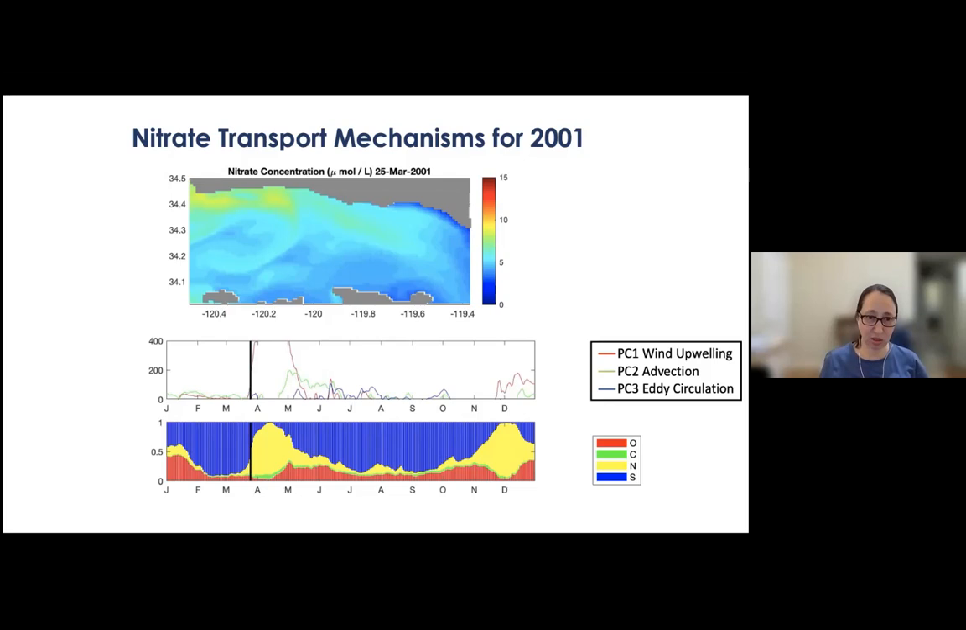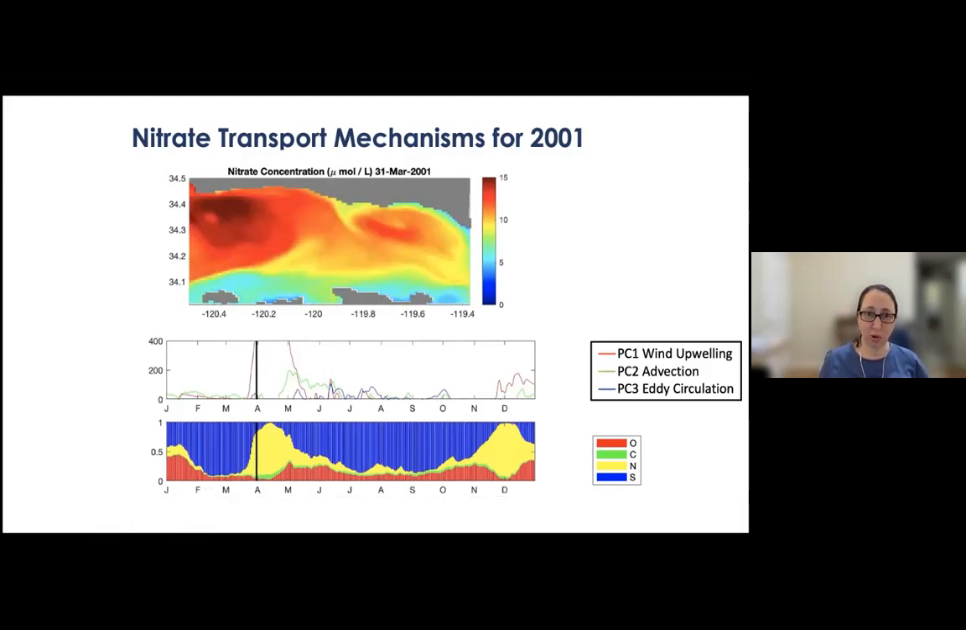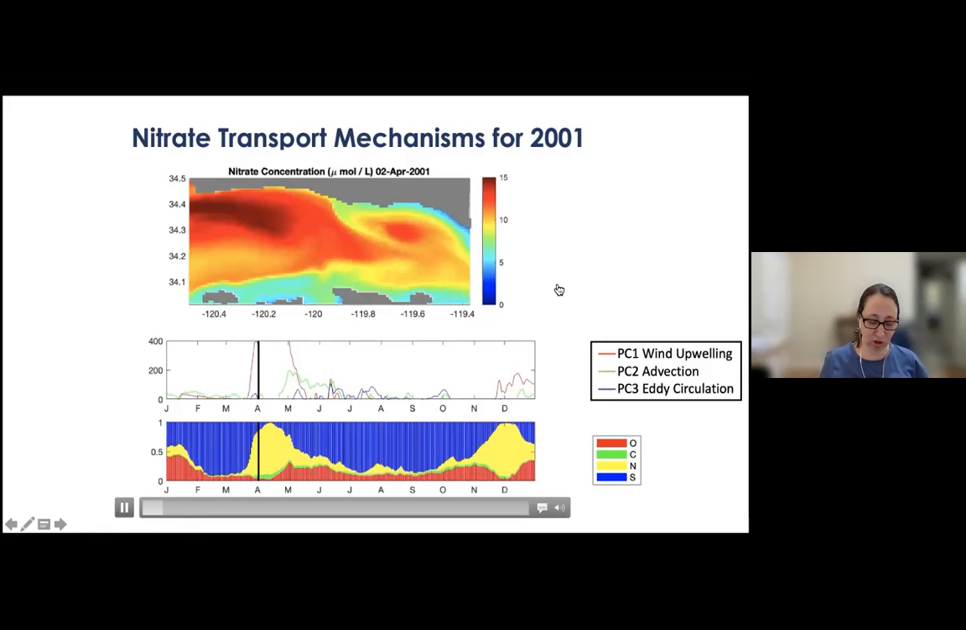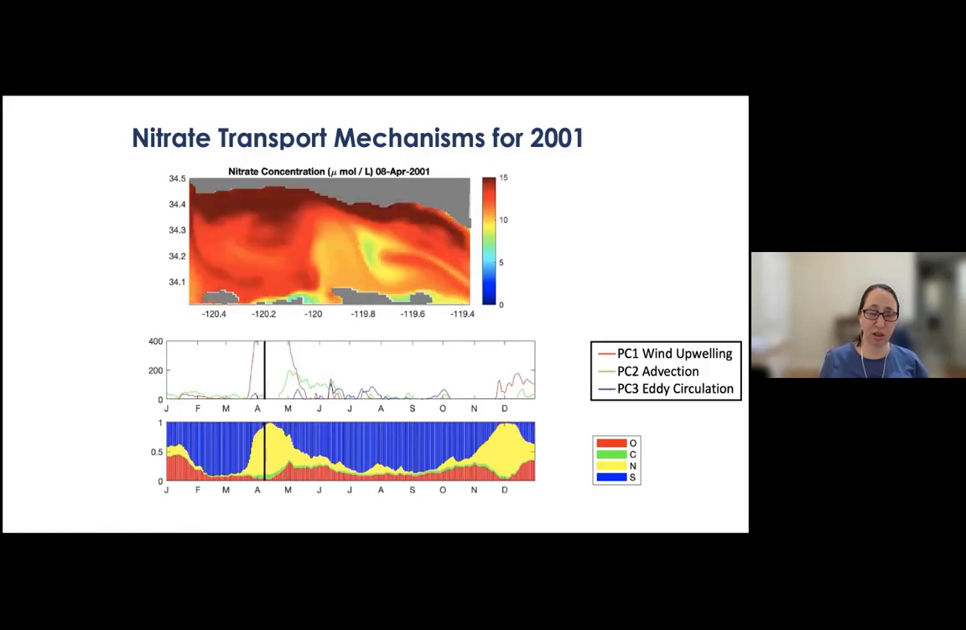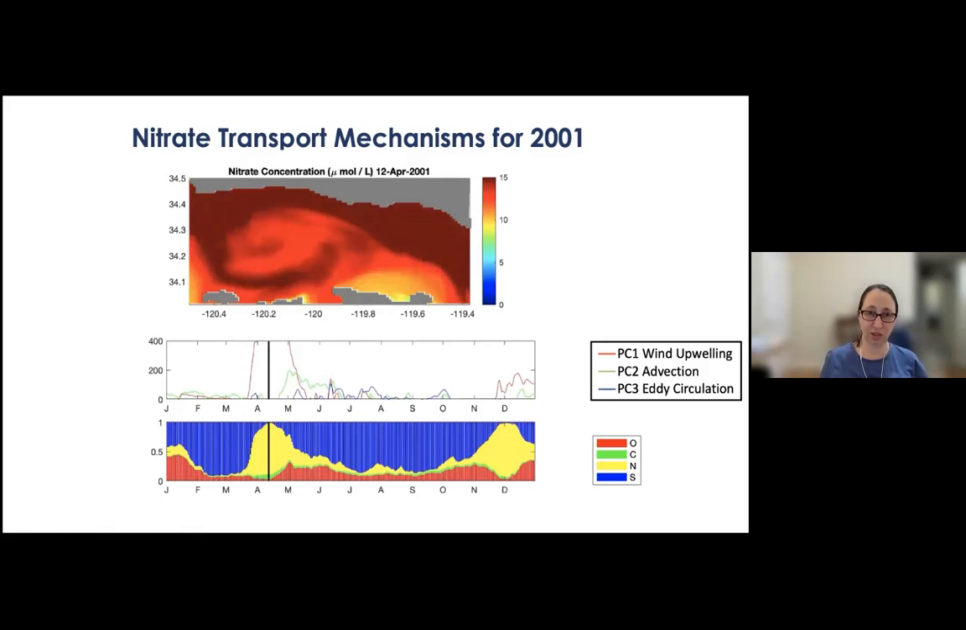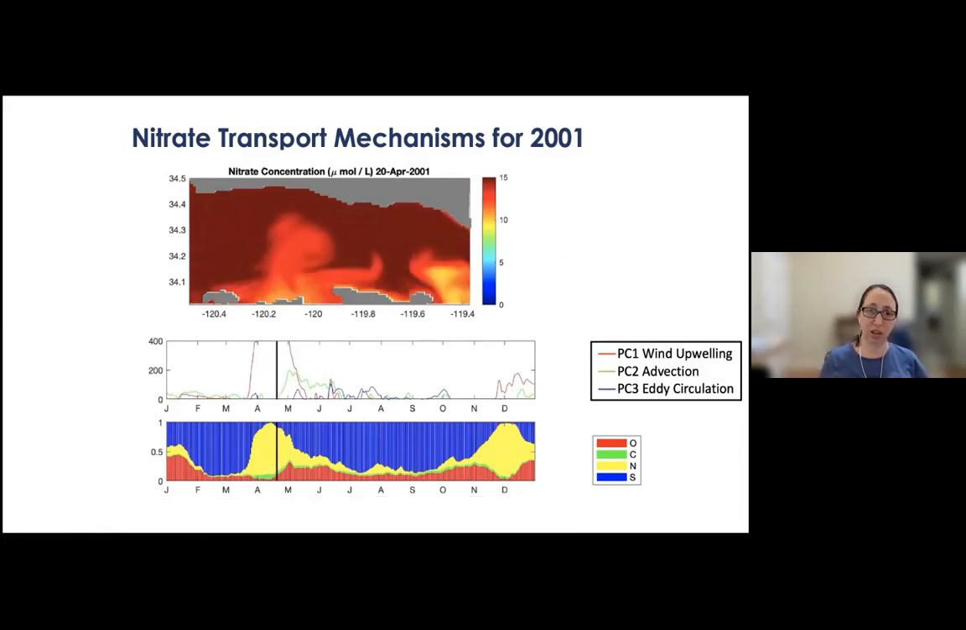So I'm going to start this movie. You can see this is a typical upwelling event where we're seeing very high concentrations of nitrate flowing into the channel, initially along the northern coast. They're highest along the northern coast, but it fills the channel at some point. You can already see a little bit of recirculation. So this would be basically the upwelling.